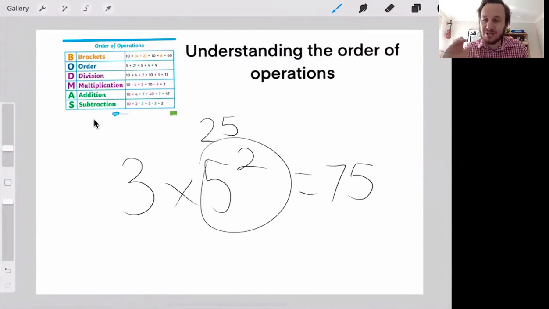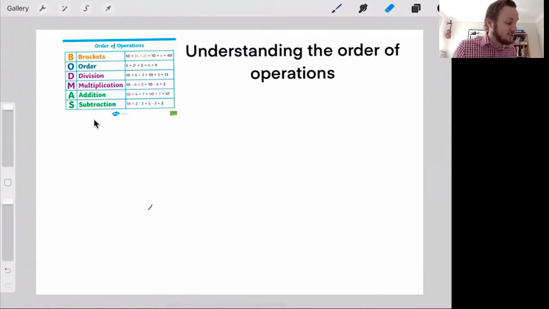There is an order. You don't just choose which numbers you want. I like solving addition first, so I'm going to start with the addition part. It doesn't work like that. There is an order that you have to use to solve these maths problems.